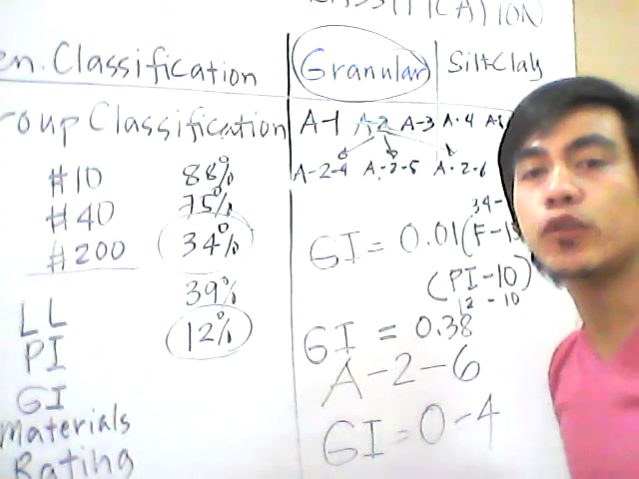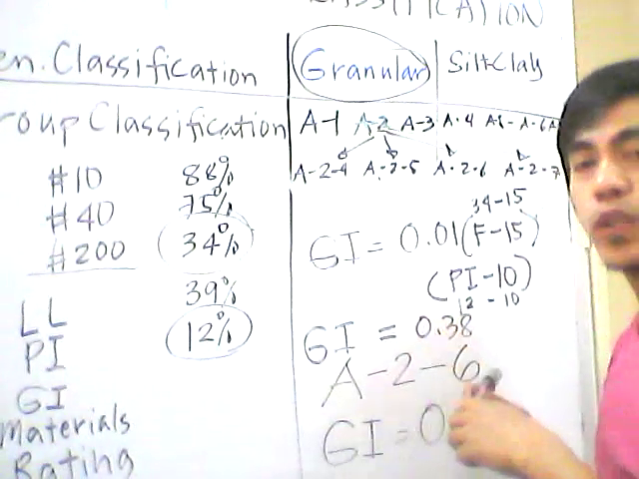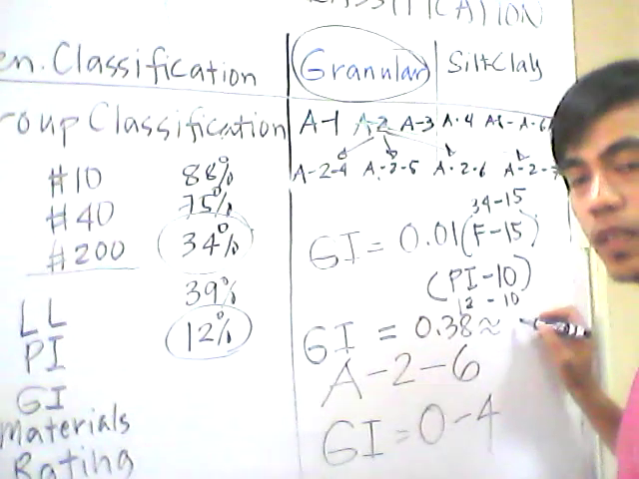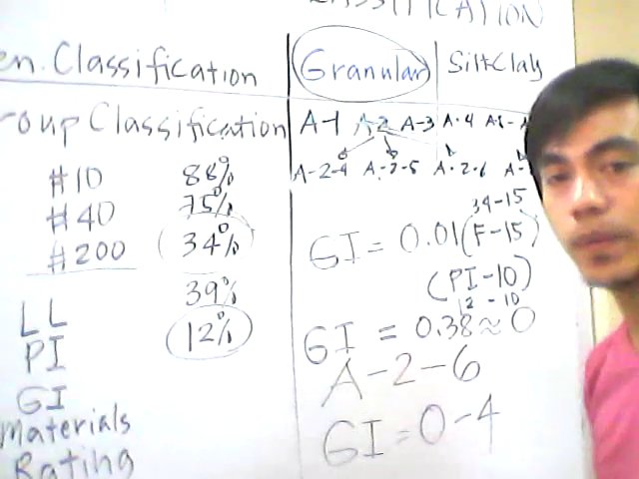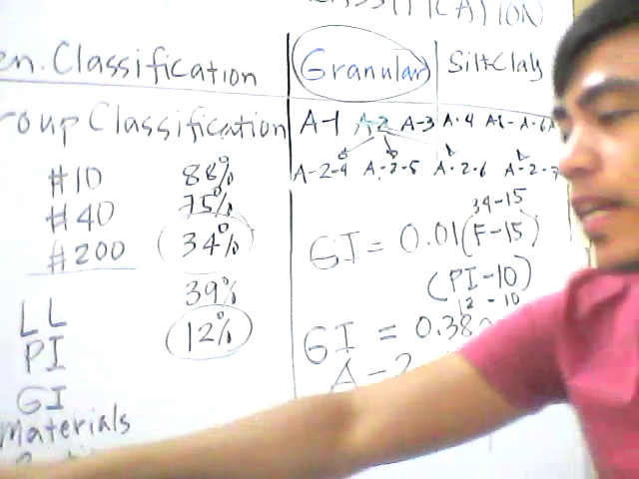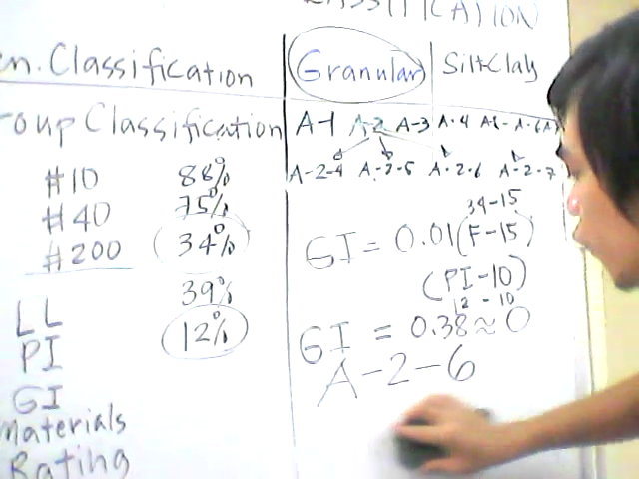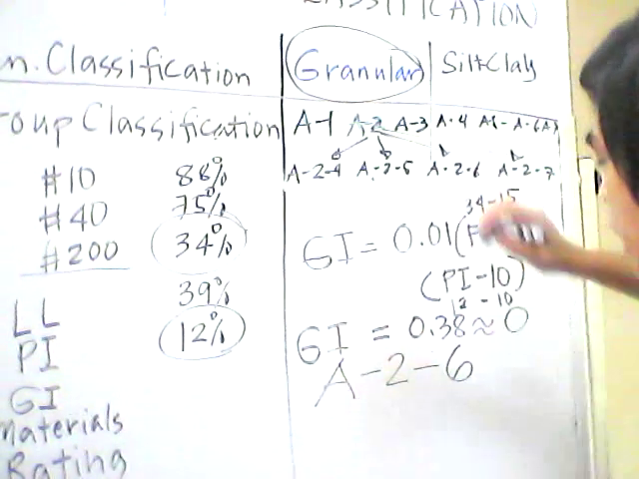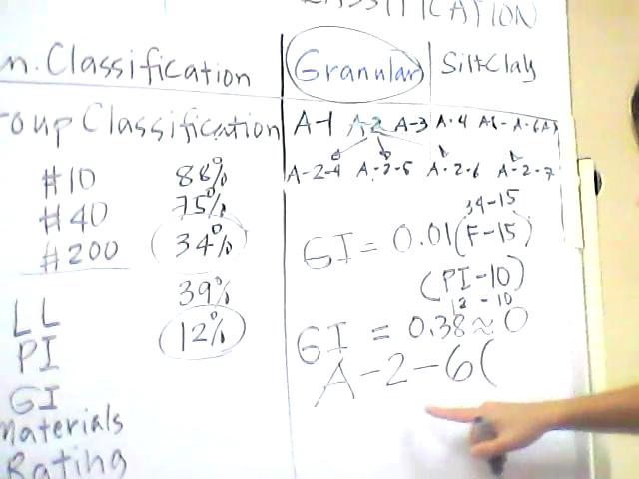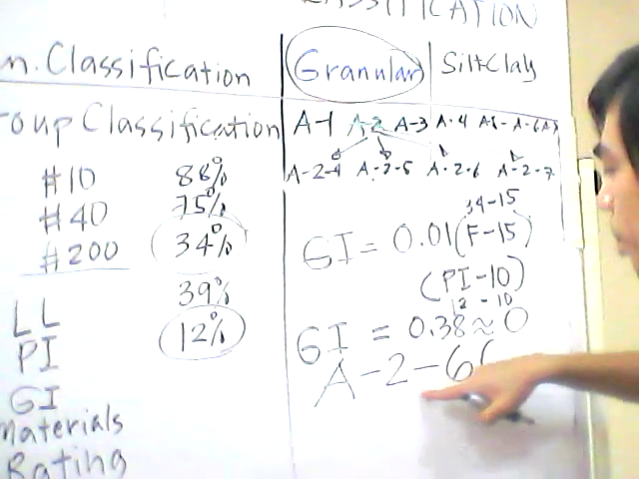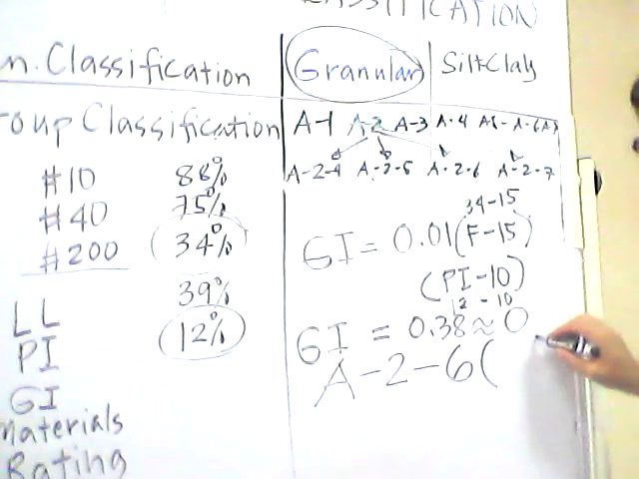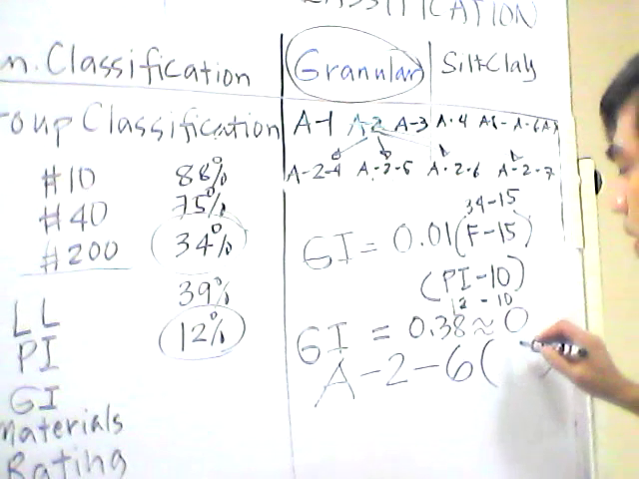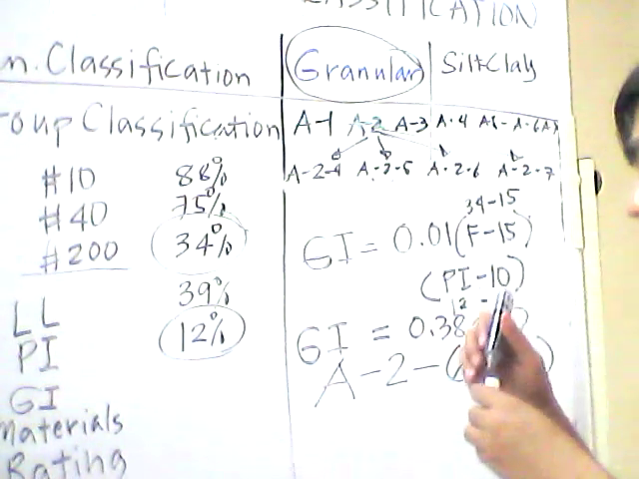As a rule, the group index should be expressed in the nearest whole number. So what is our group index? Is this 1 or 0? It should be 0. Okay, so finally, your answer, or the soil classification, should be written as the group A-2-6, and then affix the group index enclosed by parentheses as 0 here.